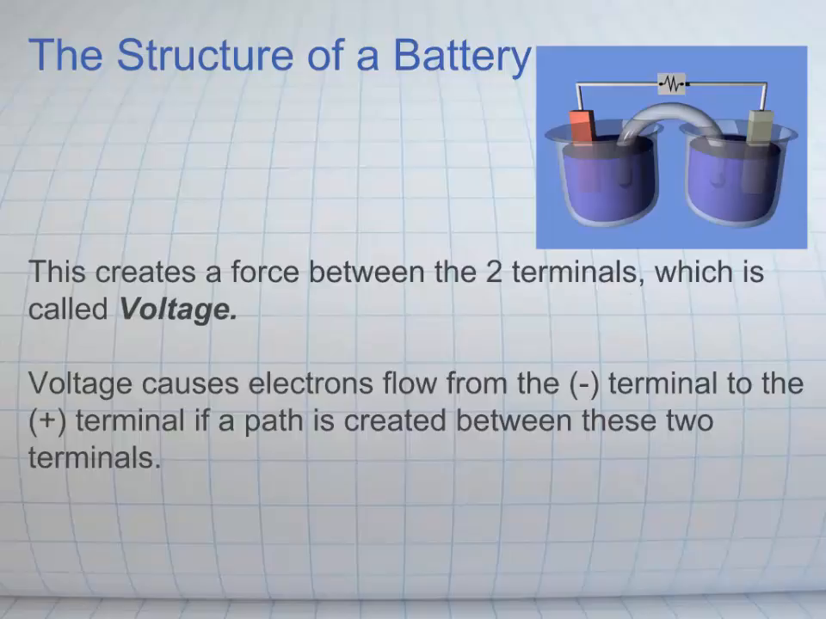I always thought it went the other way, but voltage goes from negative to positive. So if you connect those two, the positive to the negative end, then voltage will flow through that wire or that circuit.